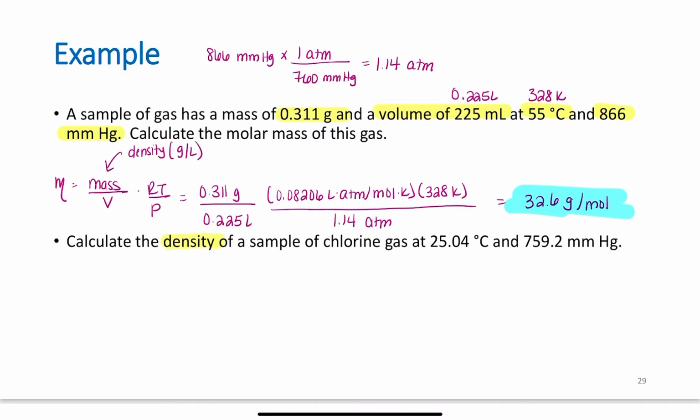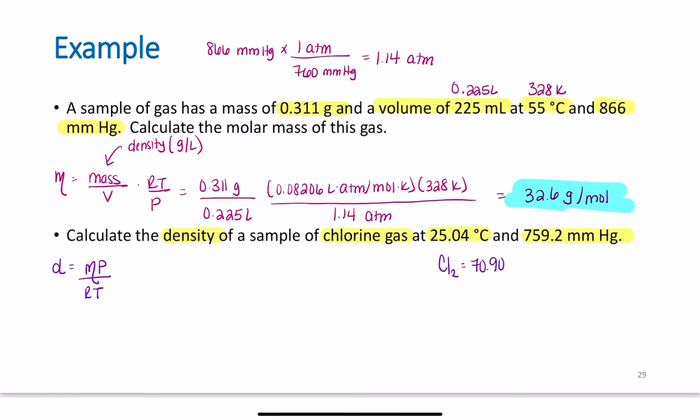Calculate the density of a sample of chlorine gas at 25.04 degrees C and 759 millimeters of mercury. So I know density is equal to molar mass times pressure divided by my gas constant R times temperature. Chlorine gas is a diatomic, Cl2, so it will be 70.90 grams per mole for its molar mass.